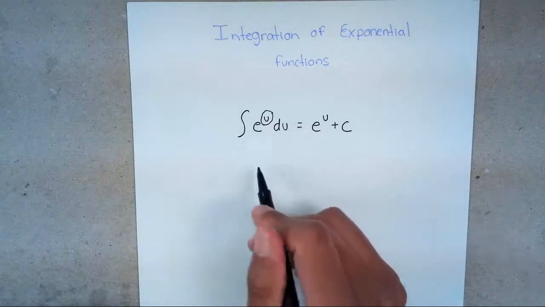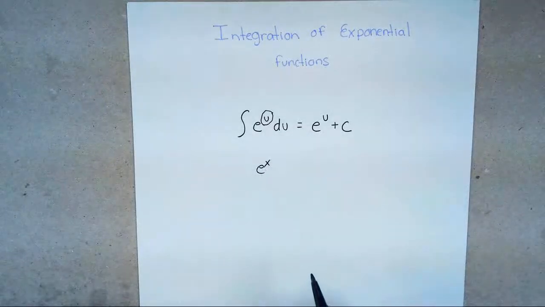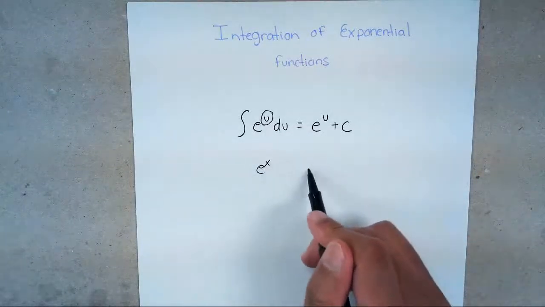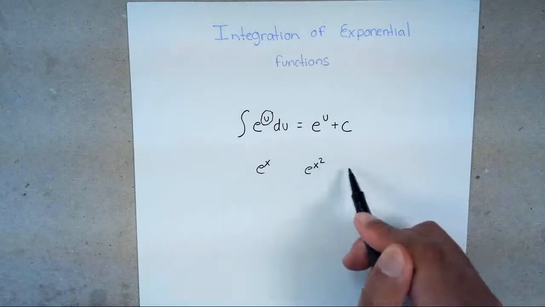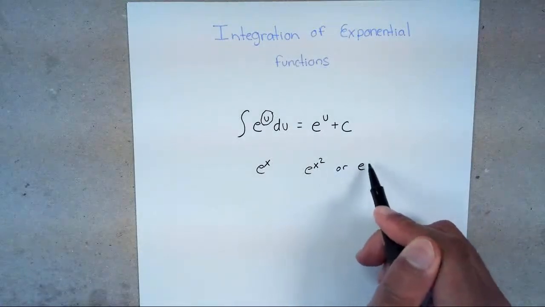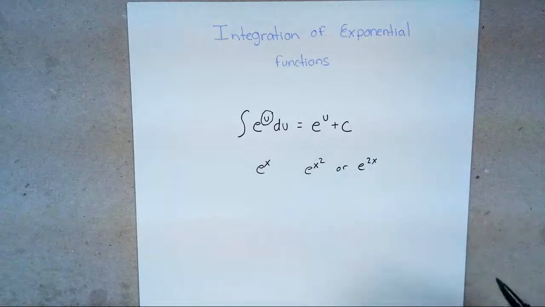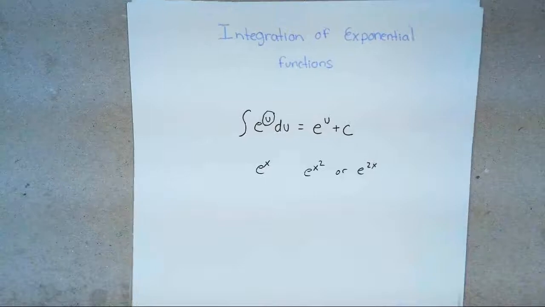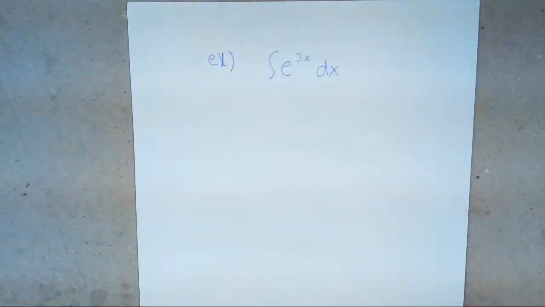An example would be e to the x. Anything other than e to the x, for example e to the x squared or e to 2x, anything other than just x, you have to apply U-substitution. Alright? So once you know that, we're just going to go ahead and do a couple of examples.